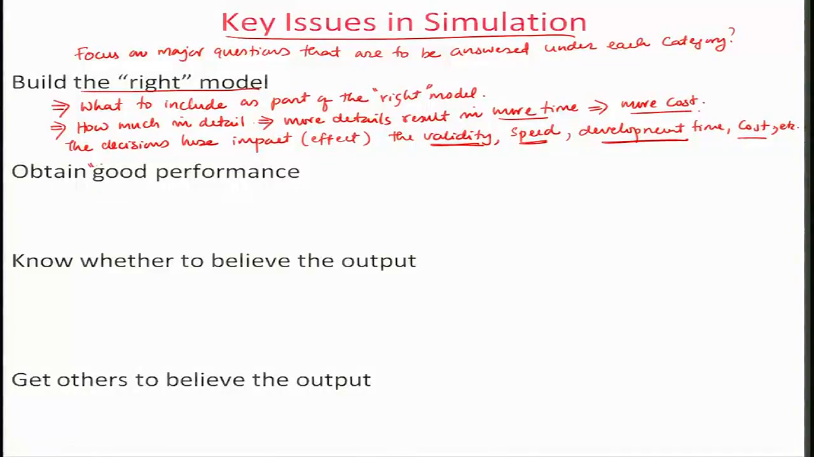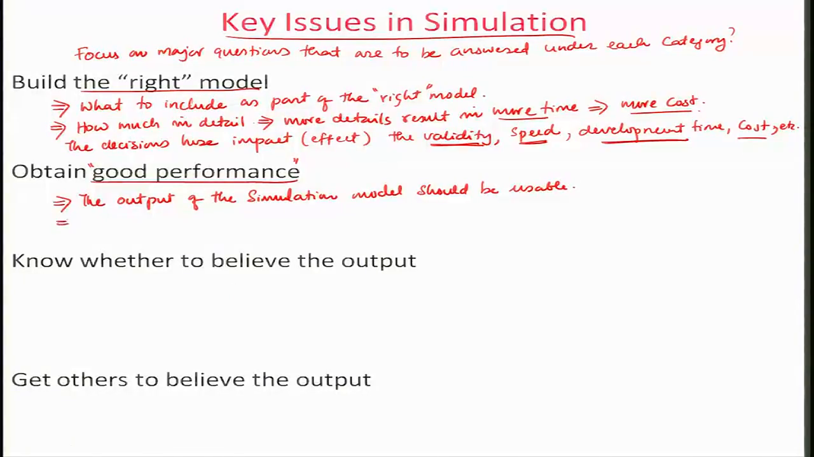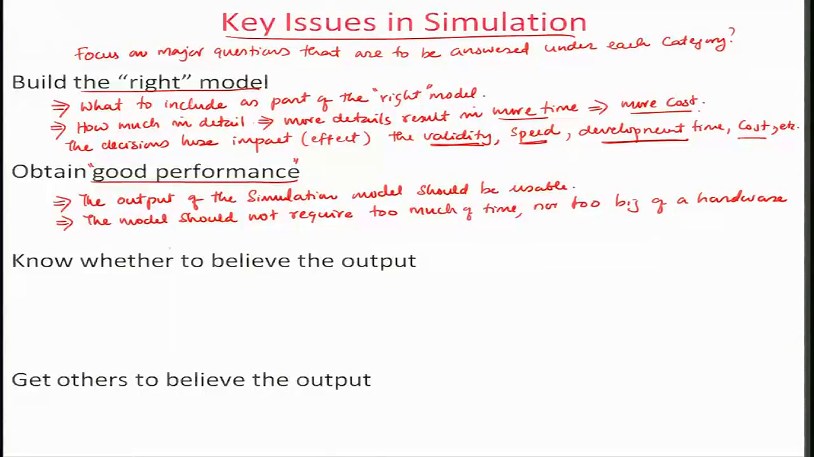Second one is obtain good performance. Okay, this is the second aspect of it, obtain a good performance. Which means the output of the simulation model should be usable. That's one part. Then the model should not require too much time, nor too big a hardware to execute.